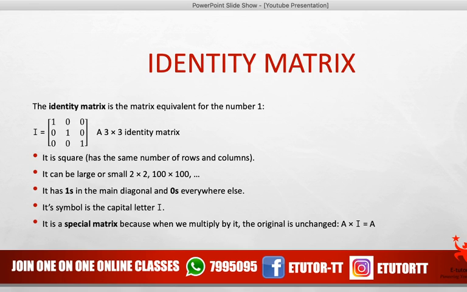Identity matrix. The identity matrix is the matrix equivalent of the number 1. I equals 1, 0, 0, 0, 1, 0, 0, 0, 1. So this is an example of a 3 by 3 identity matrix. The identity matrix is a square matrix. It has the same number of rows and columns. That's what is meant by a square matrix.